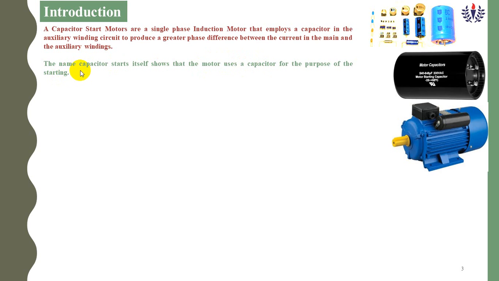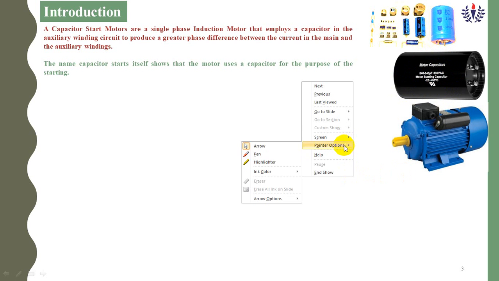One more question: the motor uses a capacitor only for the purpose of starting. You can see this picture. This capacitor is available in the market, and is used only for machines. In the nameplate details itself, they will mention that this capacitor is to be operated on AC.